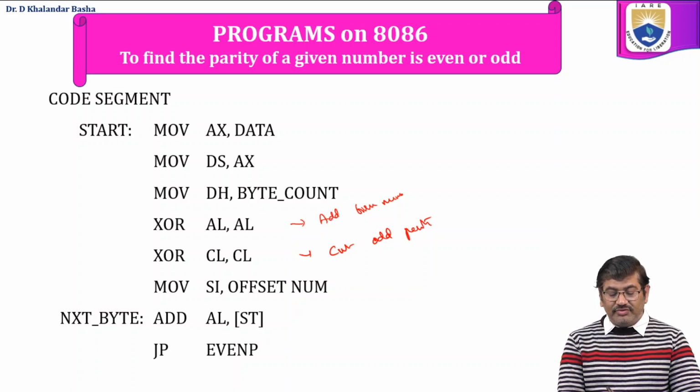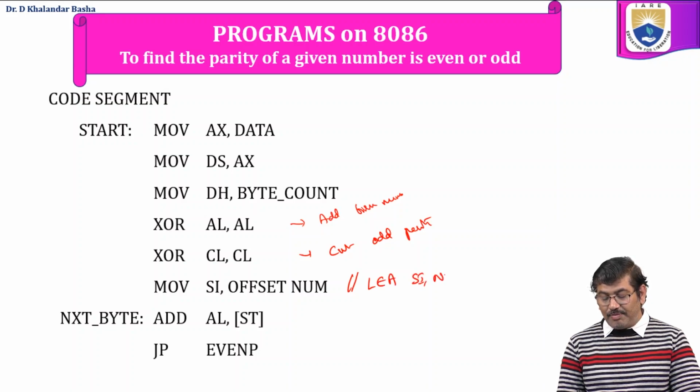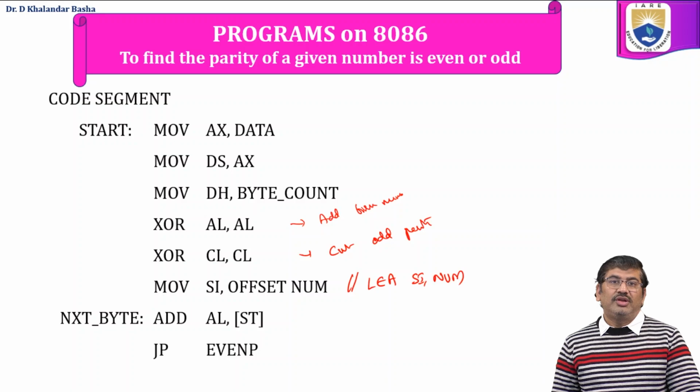So to fetch the address of the number, we use the instruction MOV SI, OFFSET number. The OFFSET directive is used for fetching the address of the number that will be loaded into SI. The same thing we can write by using the LEA instruction, LEA SI, num. Both are the same. Both are used for fetching the offset of the variable.